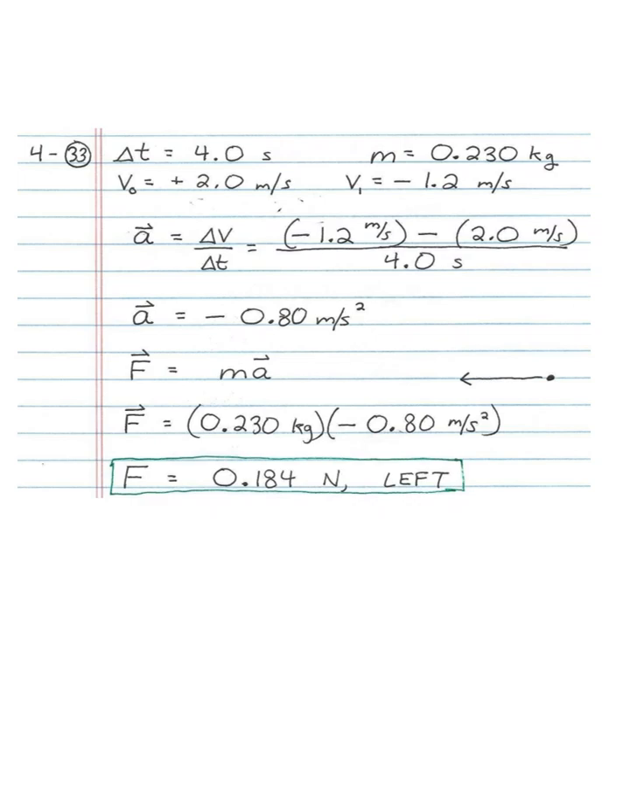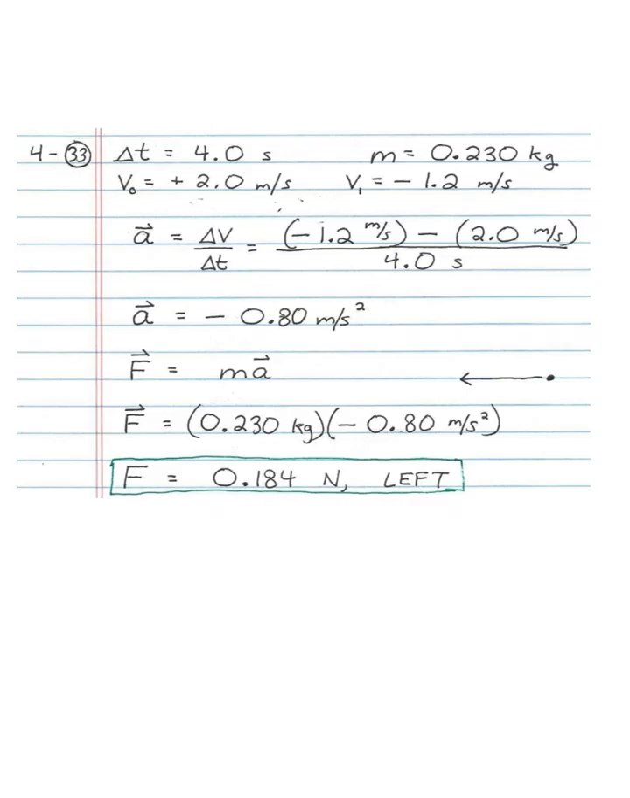Let's begin with problem number 33. It says at time 0, a 0.230 kilogram air track glider is moving rightward at 2 meters per second. At time 4 seconds, it's going leftward at 1.2 meters per second. Determine the magnitude and direction of the constant force that acted on the glider during this interval.